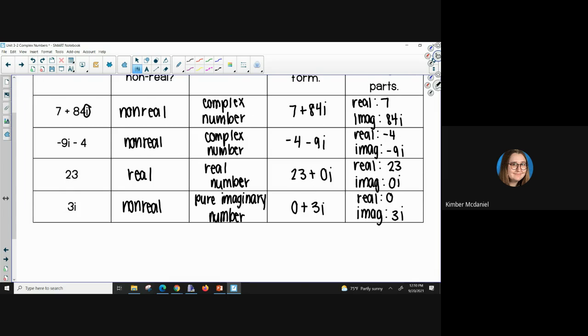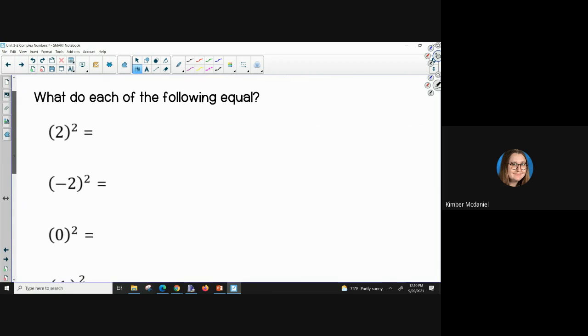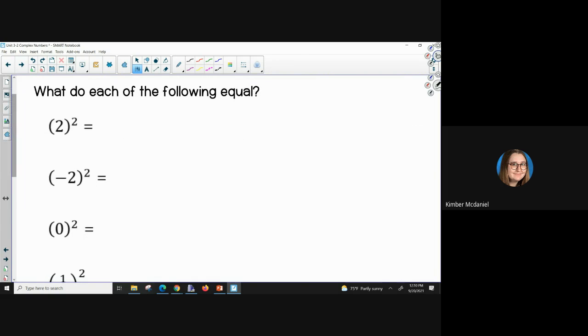Or to the computer. Okay, everybody ready? Let's regroup. Let's come back. Okay, let's look at this one. Now, again, this is about building to where I'm going. What does each of the following equal?